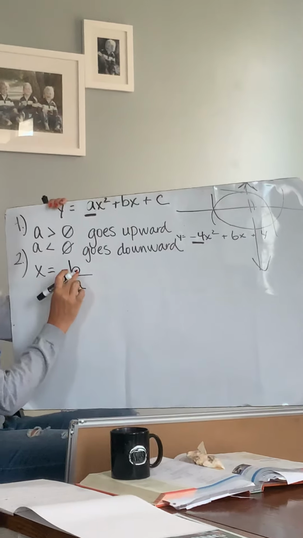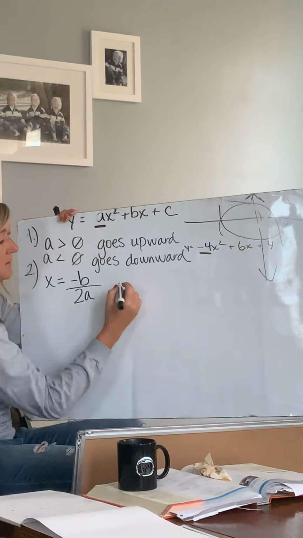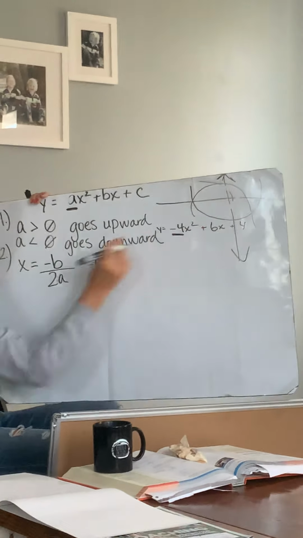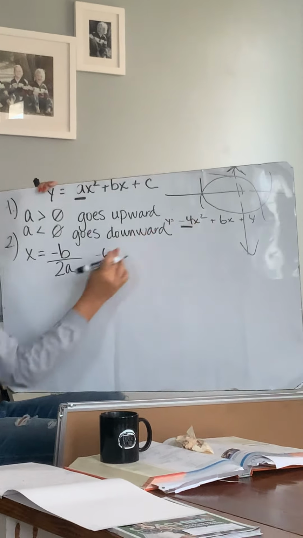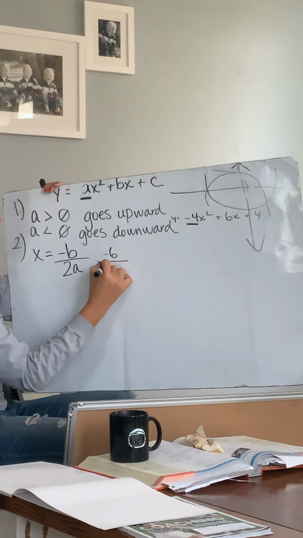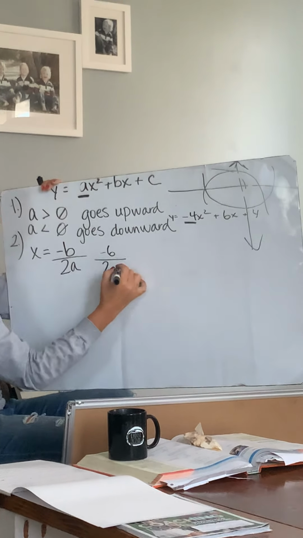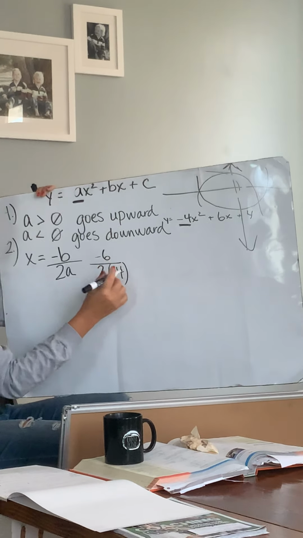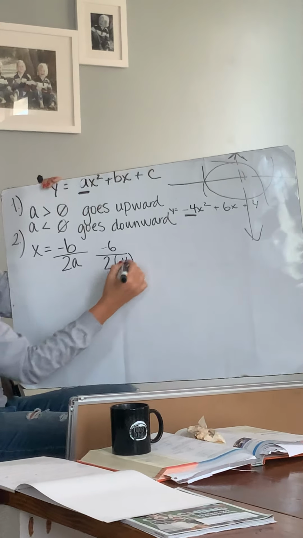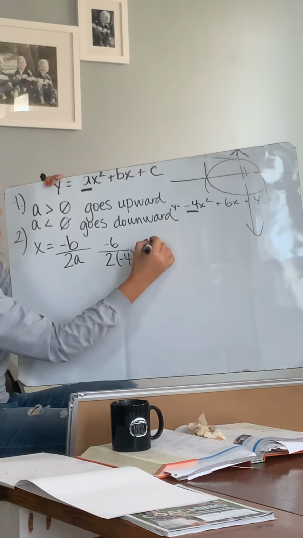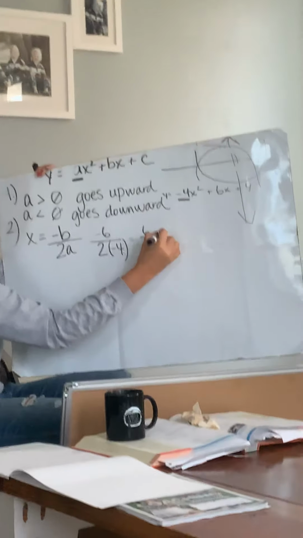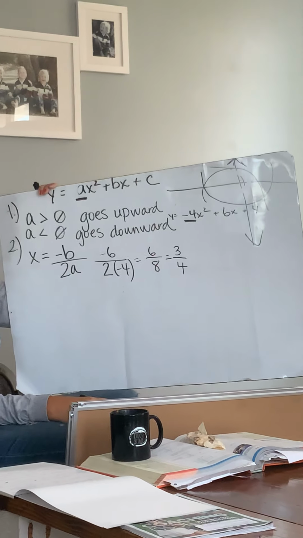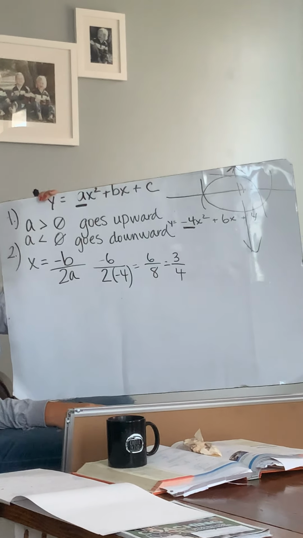So you're going to take the opposite of b, which here would be negative 6, because whatever b is, you're going to take the opposite. So instead of a positive 6, it would be a negative 6. And then over here you do 2 times a, which is negative 4. Okay, negative 6 divided by negative 8 is 6/8, which simplifies to 3/4. Okay, I should have come up with a whole number.